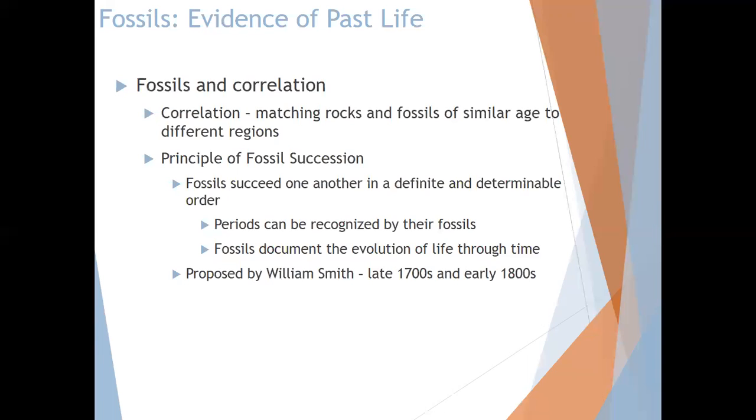This leads us to yet another principle, the principle of fossil succession. Fossils succeed one another in a definite and determinable order. This means that fossils are not haphazardly distributed. Old fossils are always old. Newer fossils are always newer in the fossil record. The fossils themselves correlate to specific time periods, not just random ones. So anywhere we find T-Rex bones are going to have to be somewhere around the same time period because T-Rex was not alive forever. He was only alive for a short geologic period of time. And periods can be recognized by their fossils.